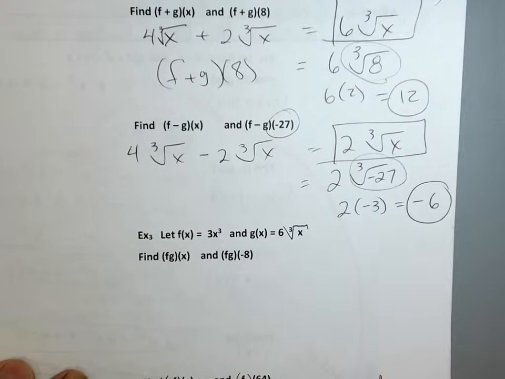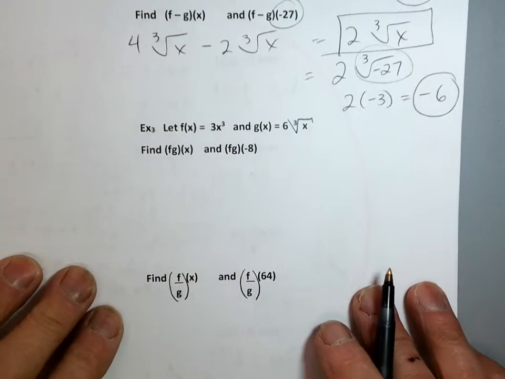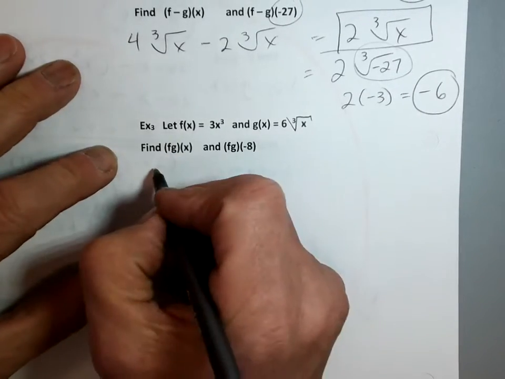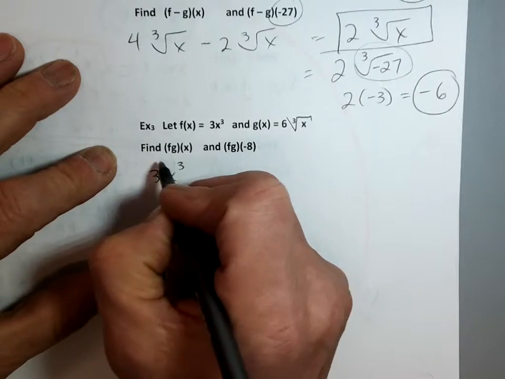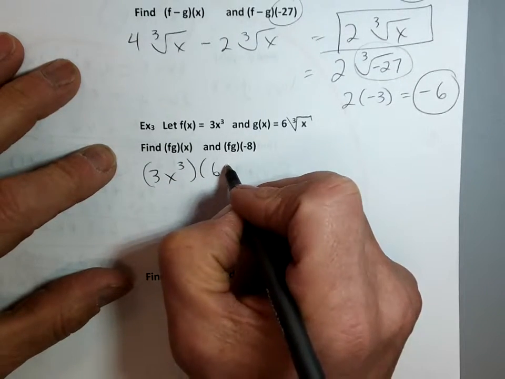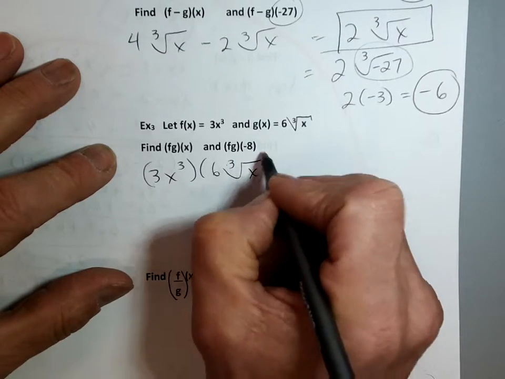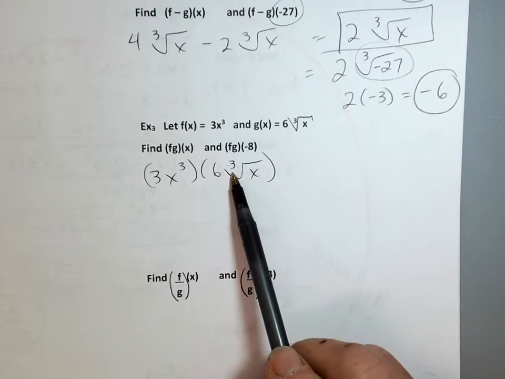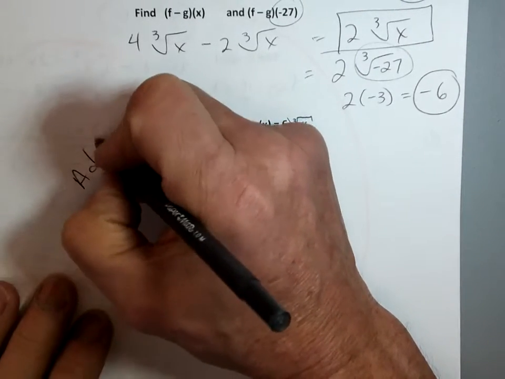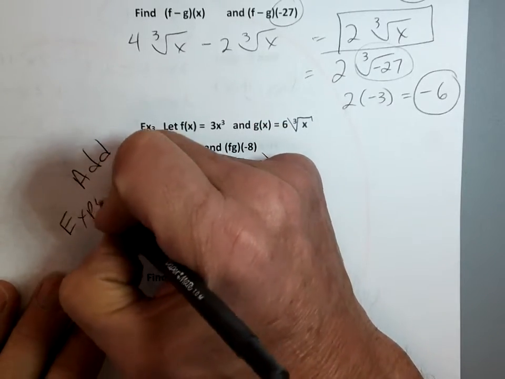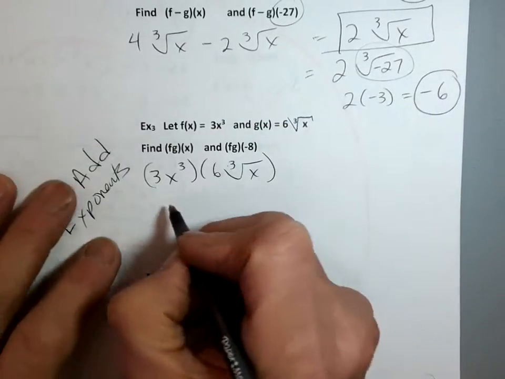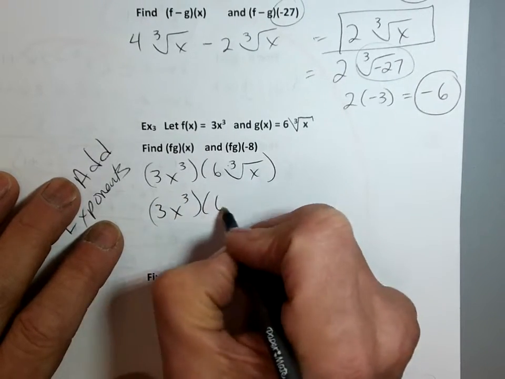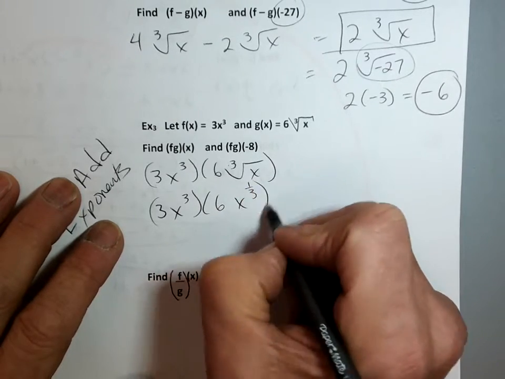All right. Example 3. All right, what do you think we're going to do? Multiply. So let's take a 3x cubed and multiply it to a 6 times the cube root of x. Now when I multiply, I add exponents, right? All right, so I'm going to rewrite this as 3x to the third times a 6x to the 1/3. Okay, how's that?